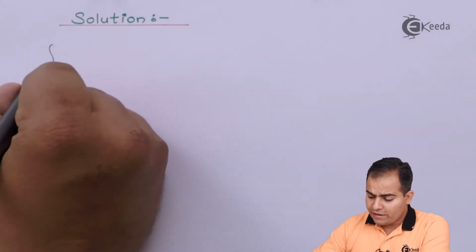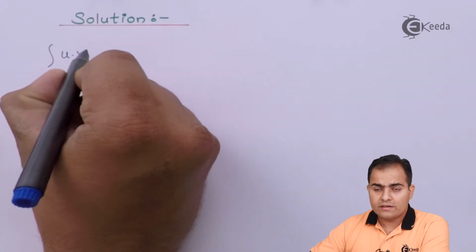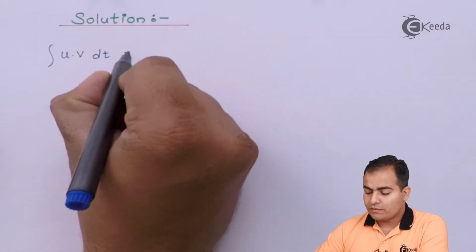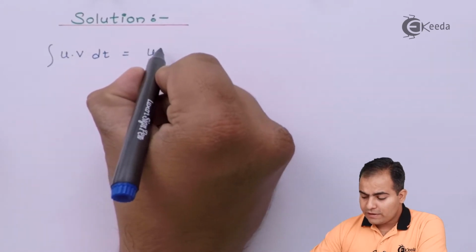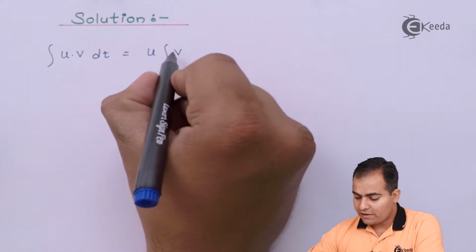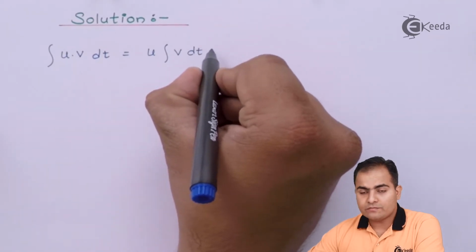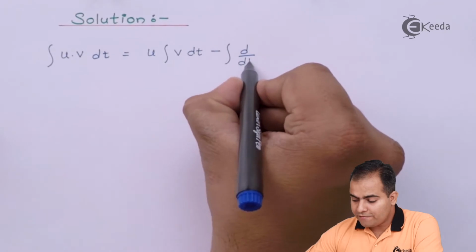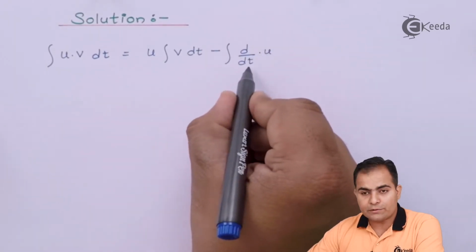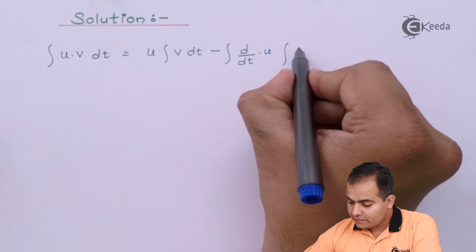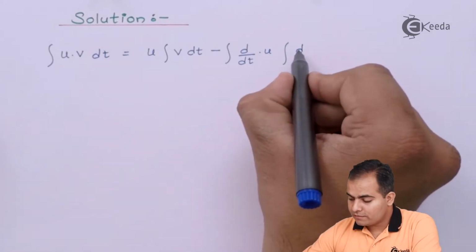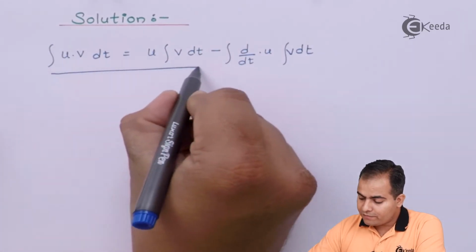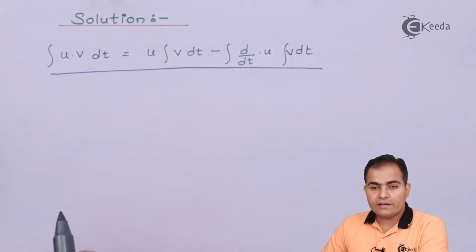What are you going to write? Integration of u into v, let's say with respect to dt. So the formula is u times the integration of v, where the integration is with respect to time t, minus the integration of the derivative of u, where u is differentiated with respect to t, times the integration of v. And this is the formula for the integration of u into v.